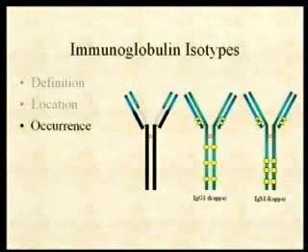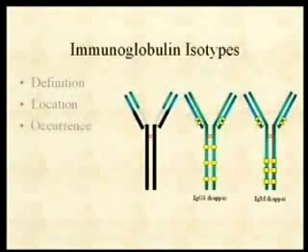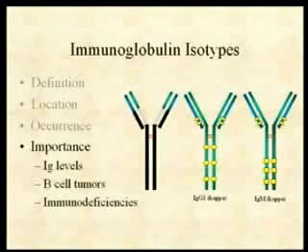Now, in fact, that's what the term iso means. The term iso comes from the Greek meaning the same among members of the species. So every one of us has all of these isotypes if we're immunologically normal. All right, so what are they used for?